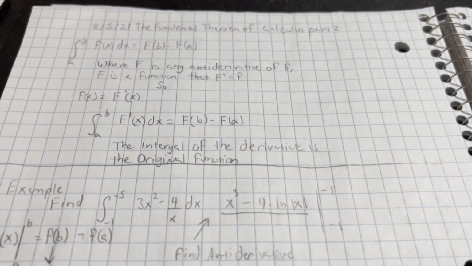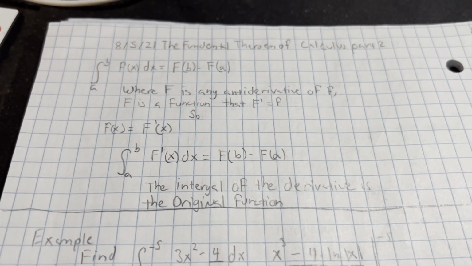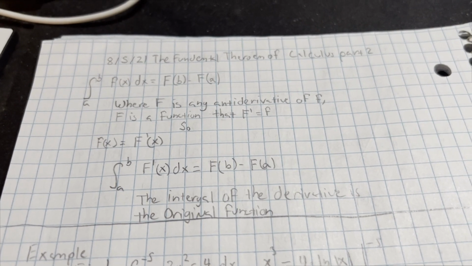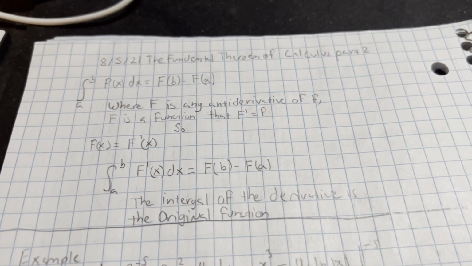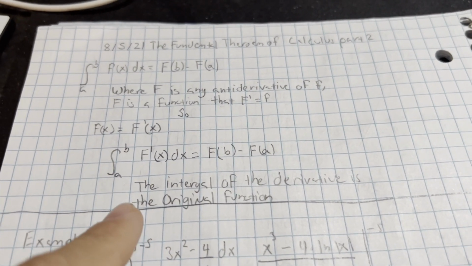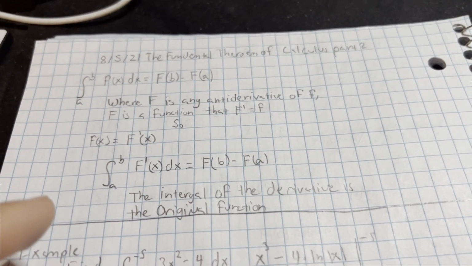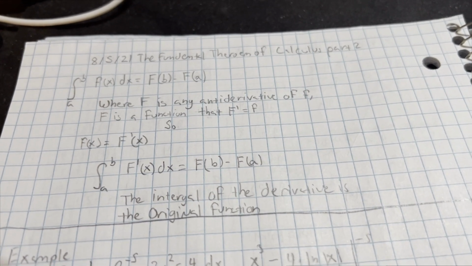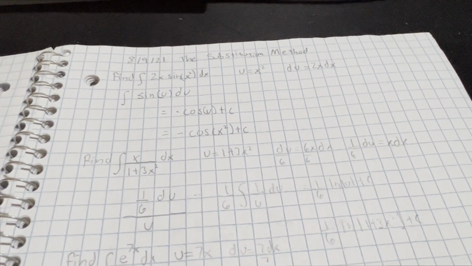Okay, review. The fundamental theorem of calculus part 2. So what is it? When F is any antiderivative of f, F is a function so that F prime equals f. So F of x equals f prime of x. So the integral from a to b of F prime of x dx equals F of b minus F of a. The integral of the derivative is the original function. And then the example, and then the substitution method, I remember that one pretty clearly.